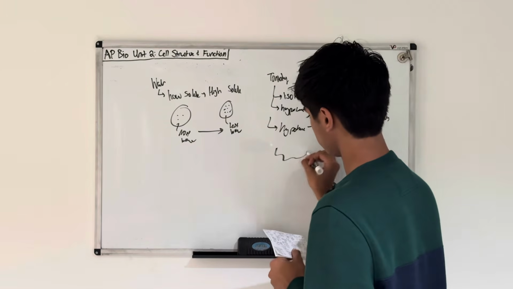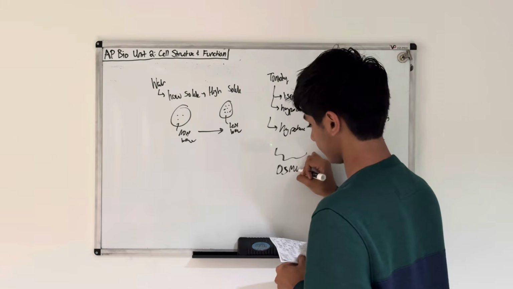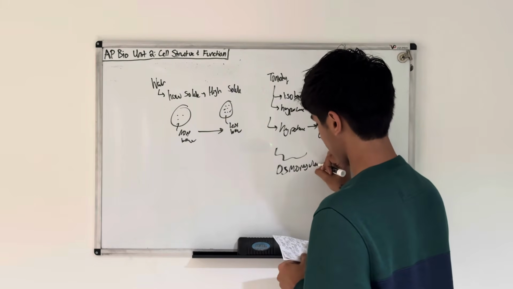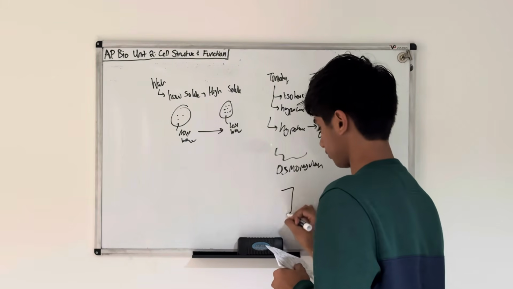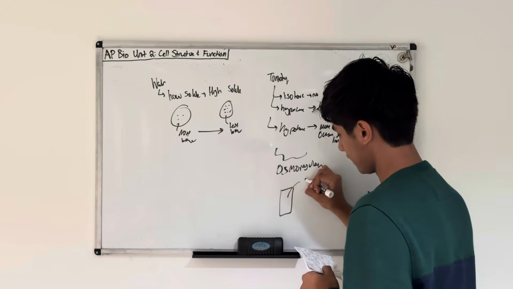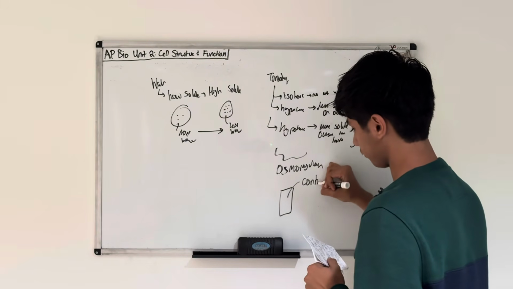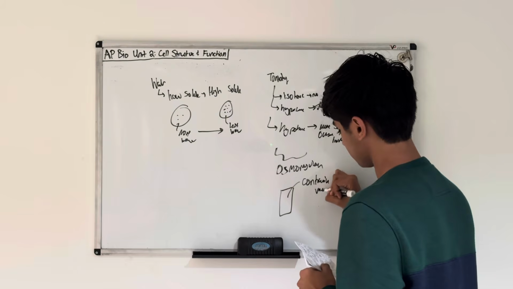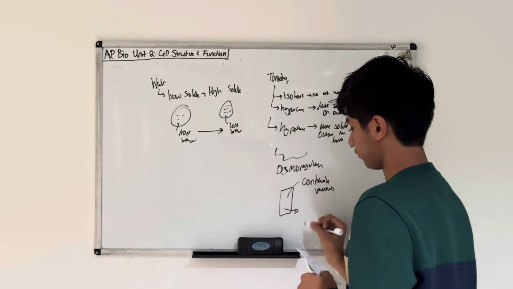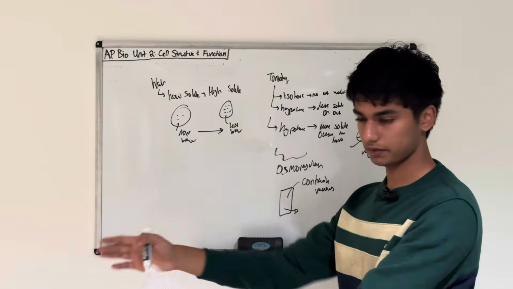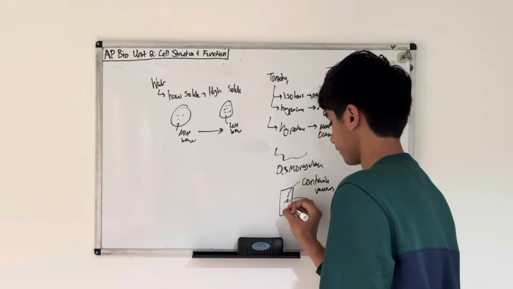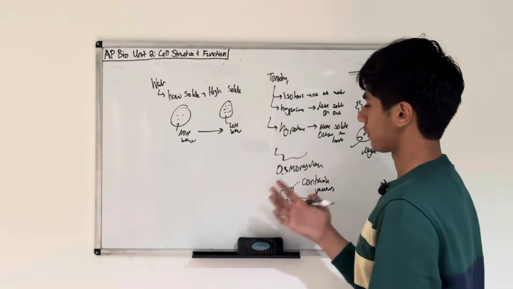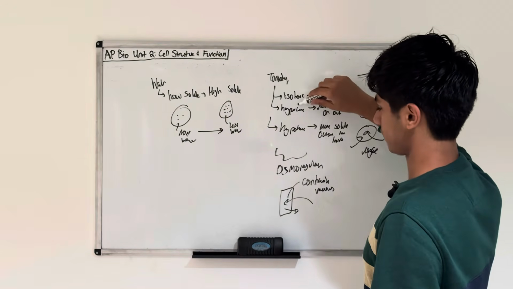And osmoregulation is the process by which cells regulate the amount of water they have, and they do so with vacuoles. They have these vacuoles, which store water, and these things called contractile vacuoles, which basically release water out of the cell, and they can also take in water, which allows the cell to regulate the amount of water, and therefore regulate isotonic, hypertonic, and hypotonic levels.